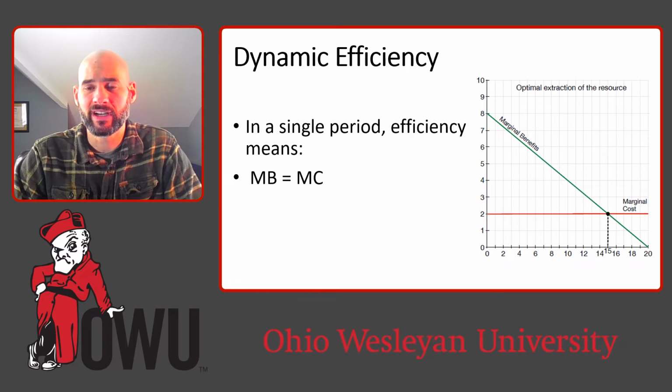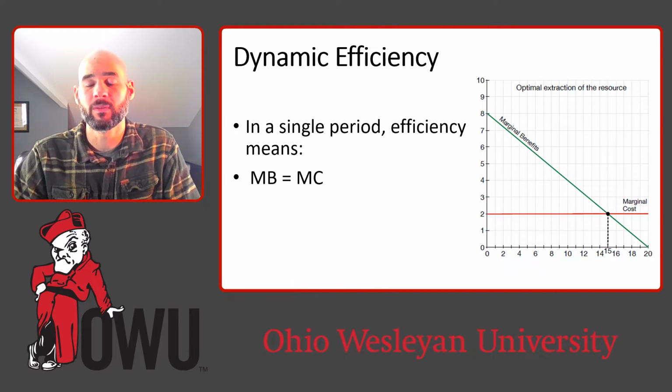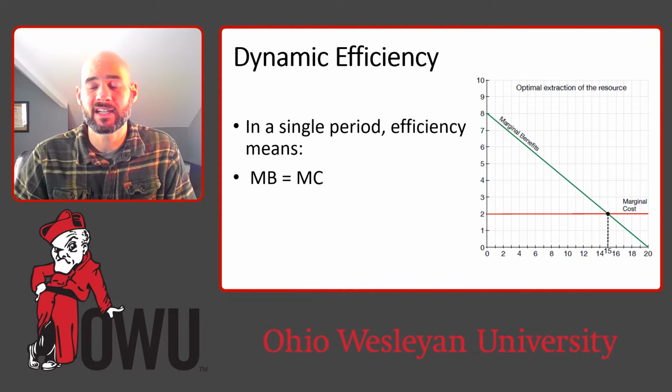So in a single period, efficiency, as we know, is just going to be defined by the point at which the marginal benefit equals the marginal cost. So let's assume that we have a constant marginal cost here at $2. So whether we extract 1 ton of the resource, 2 tons of the resource, 4 tons of the resource, we're going to have that constant marginal cost of $2.